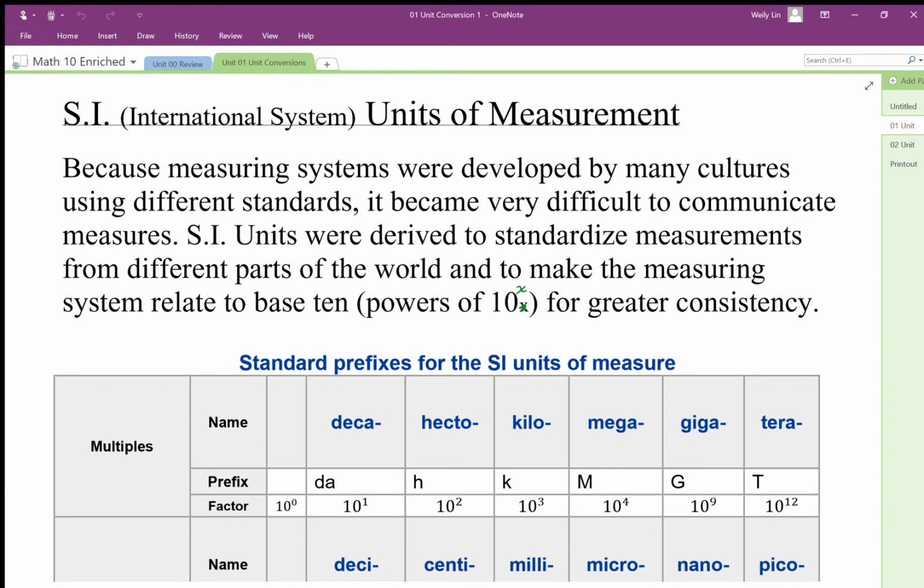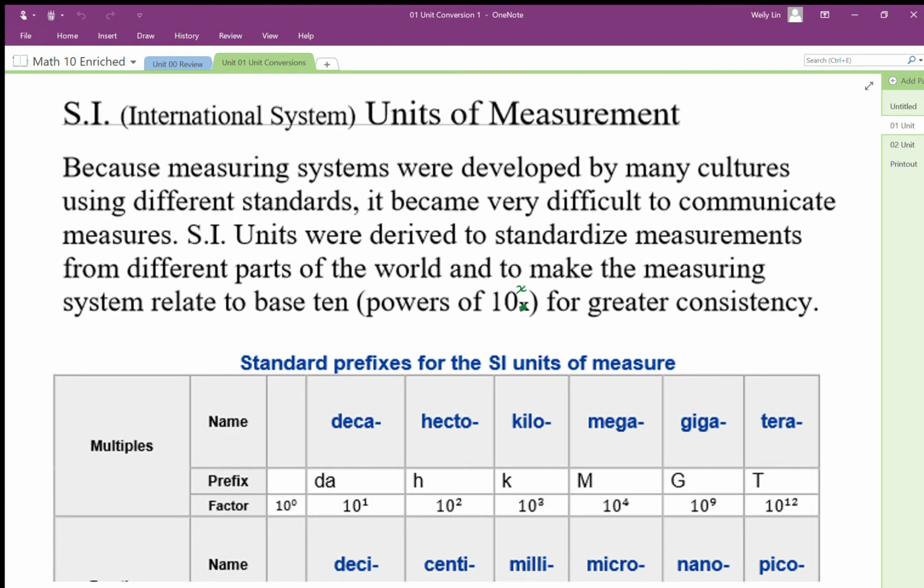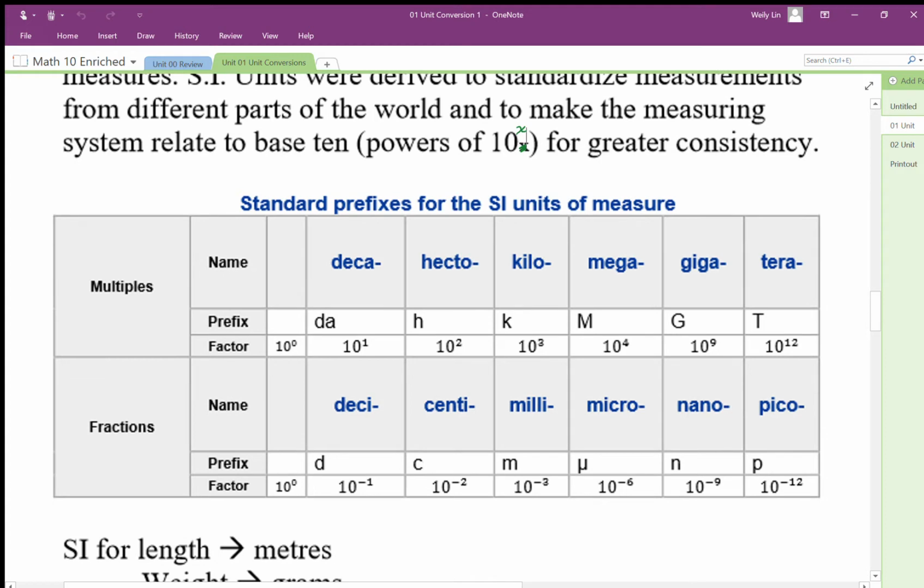Okay, so the standard prefixes for the SI units of measure are going to be for powers of 10. So groups of 10 are deca, groups of 100 are hecto, groups of 1,000 are kilo, and for 10 to the power 6, groups of a million are mega, for billion it's giga, for trillion it's tera. Okay, and we see that in terms of gigabytes, megabytes with computers.